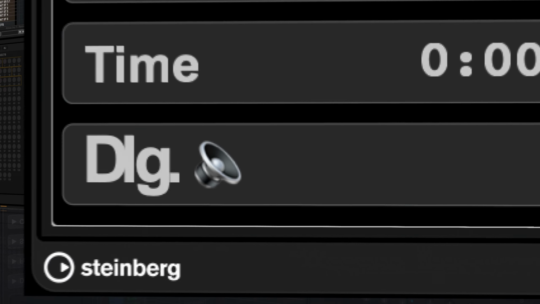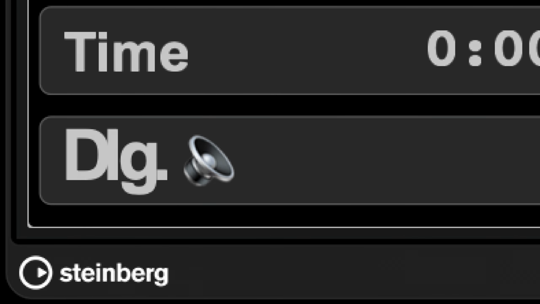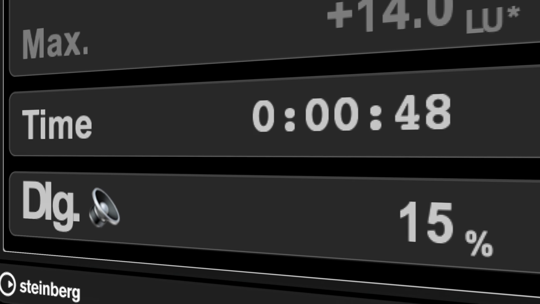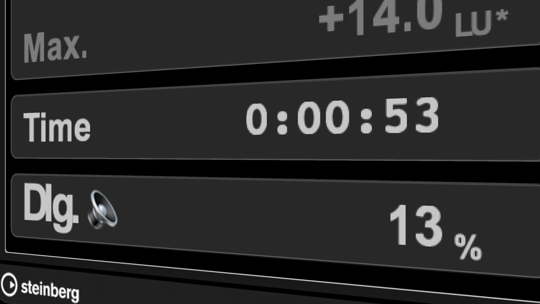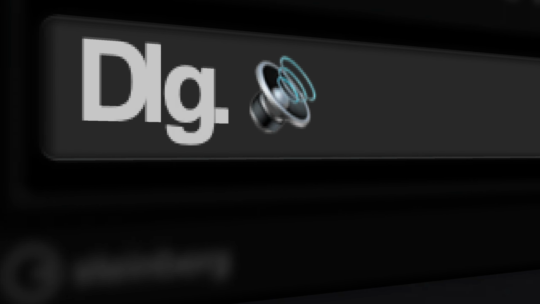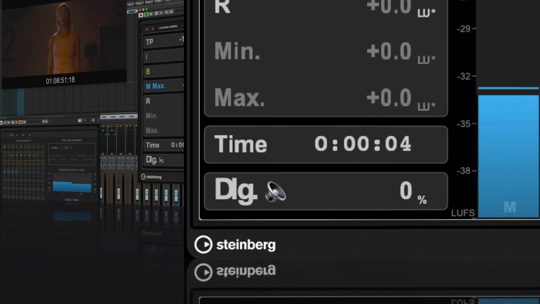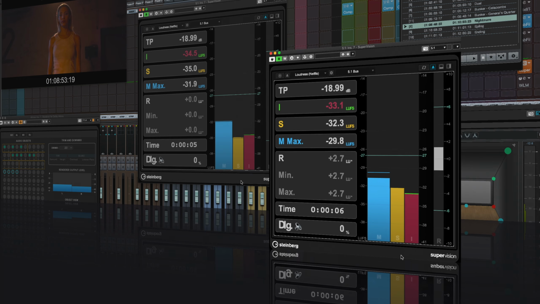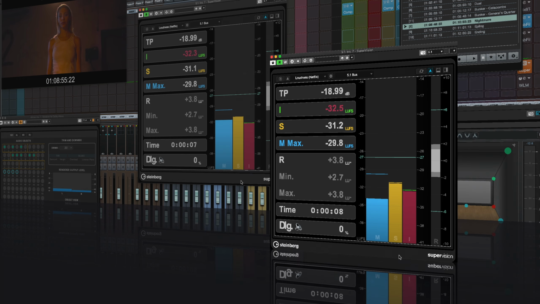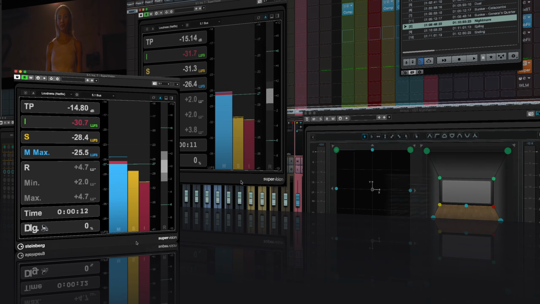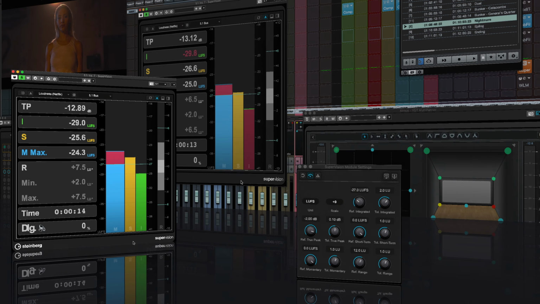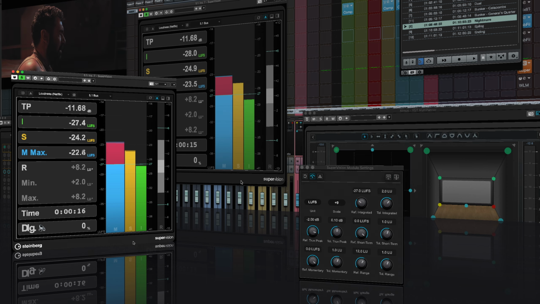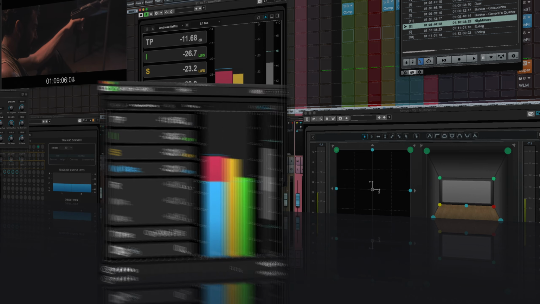Dialog. Shows the overall percentage of speech that is detected in the measured audio. The speaker icon indicates that speech is detected during playback. If at least 15% of speech is detected, a dialog-gated measurement is used for the visualization. In the settings, you can switch the measurement units and set tolerance and reference values for measured levels.